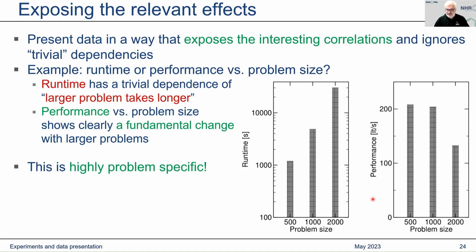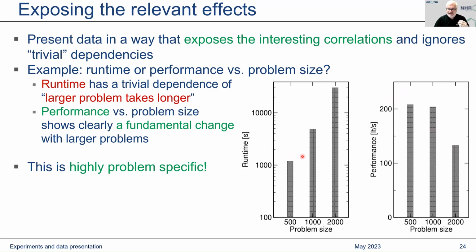On the right, we see performance in iterations per second versus problem size. So here we see much more useful, interesting data. It shows that at problem sizes 500 and 1,000, the amount of work that I can do with this code per second is almost the same. There's a small decline, but it's insignificant. But when going to problem size 2,000, there's a strong drop in performance in terms of iterations per second. That's an interesting fact. That's something worth investigating. Maybe there's something with my code. Maybe there's something going on in terms of cache reuse. That's interesting, okay? And this way of presenting the data exposes this problem very clearly.